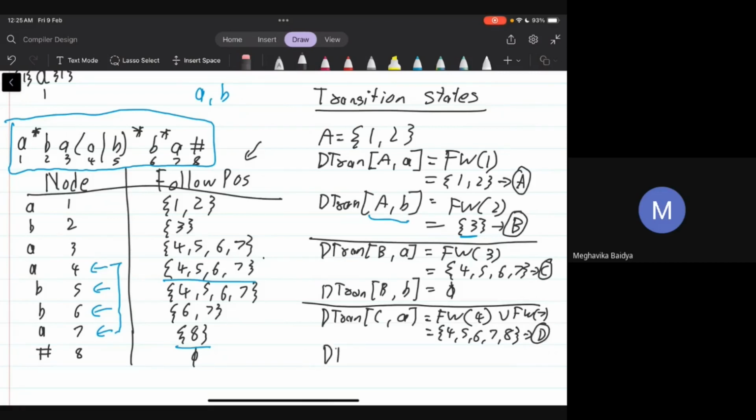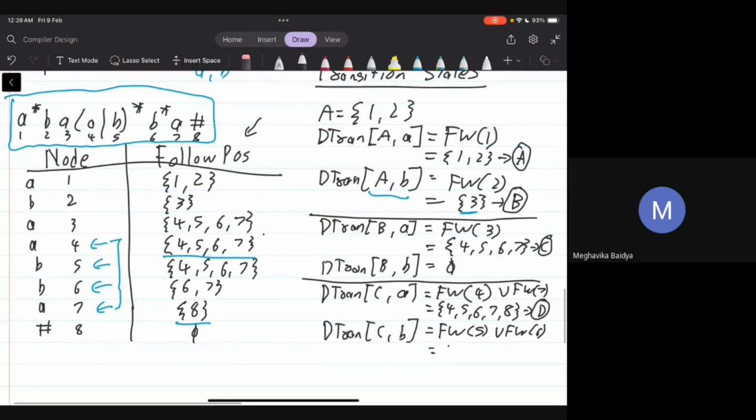Now you do dtran of C comma B. The match is with 5 and 6, right? So followpos of 5 union followpos of 6.